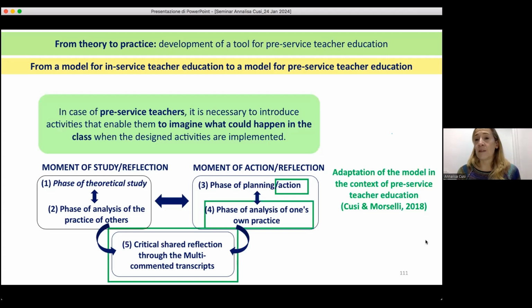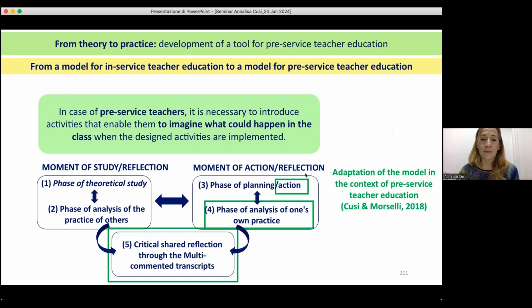In the case of pre-service teachers, it is necessary to introduce activities that enable them to imagine what could happen in the class, because at least in the Italian situation, in the first years of pre-service courses at the university for future teachers, teachers do not have field experience. So some of them never had the opportunity to be in a class as teachers or as observers. So there is a need to make them imagine what could happen, first of all, in a real class.